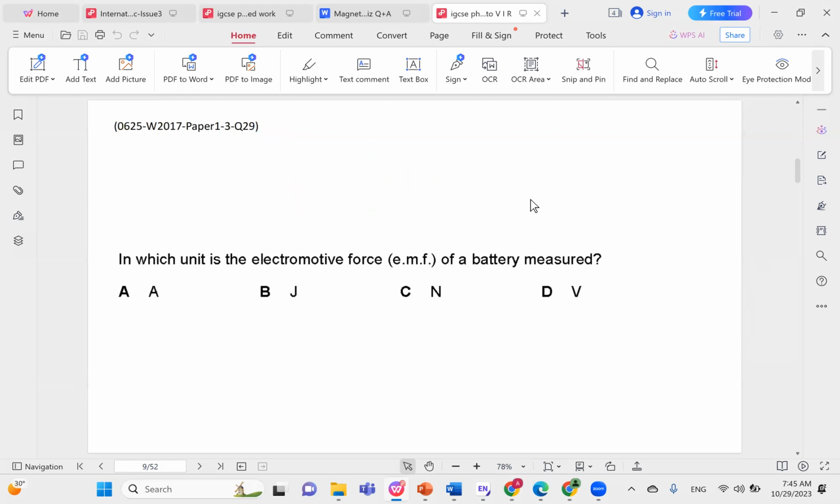What is the unit of EMF of a battery? So this is volts, like we said before. So D would be the correct choice.